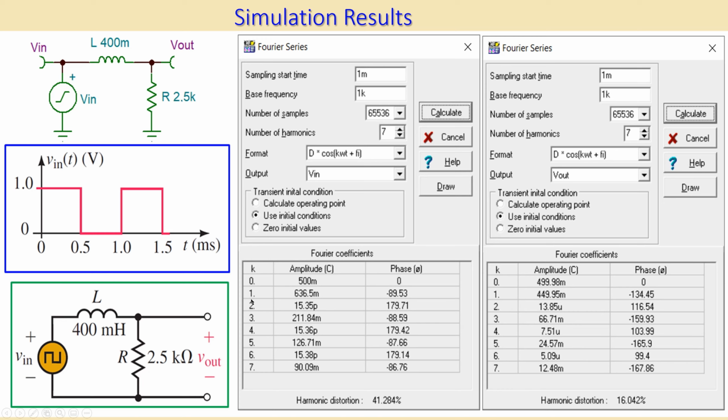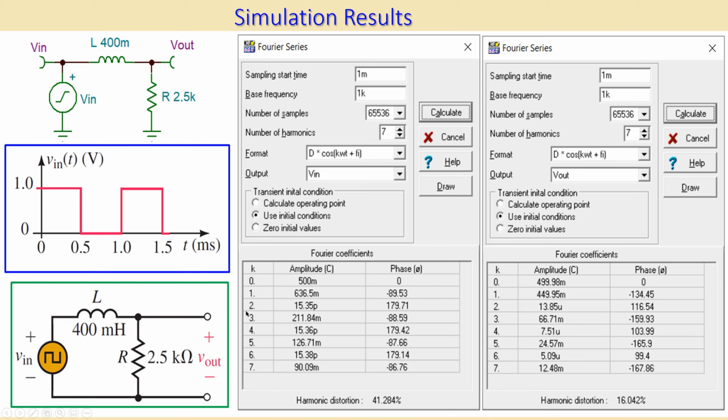The second harmonic, that's actually what we don't have in our output waveform, also the fourth and the sixth, so you don't have the even harmonics. You can see that the values are very small, maybe 15.4 picovolts, which is actually almost zero.